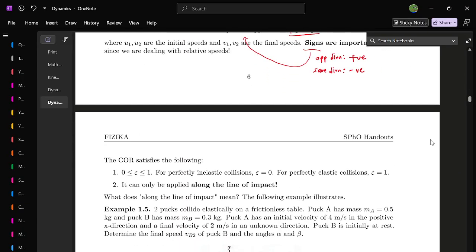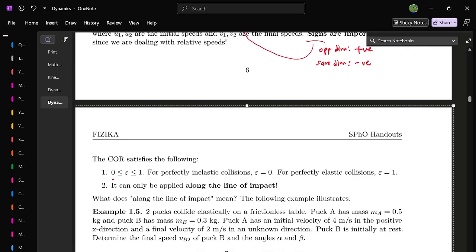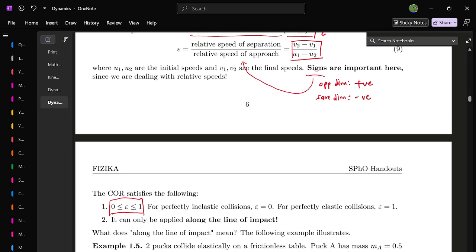So what are some properties of the COR? Well, it's a ratio and it will always be between 0 and 1, both inclusive. You can see that for a perfectly inelastic collision, epsilon equals 0 because there is 0 relative speed of separation, because they move at the same speed away. And a perfectly elastic collision will satisfy epsilon equals 1.